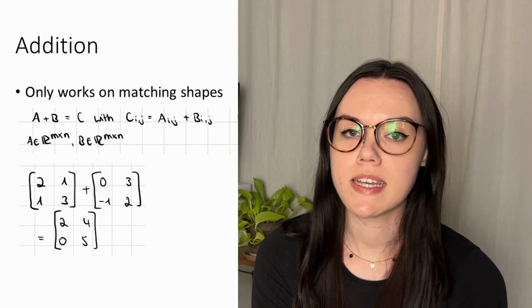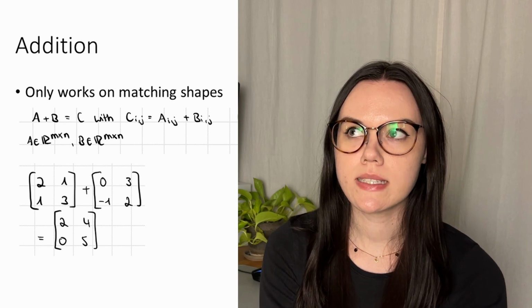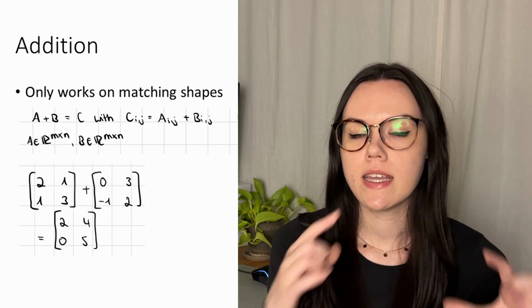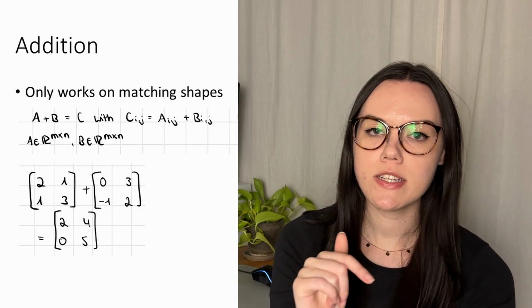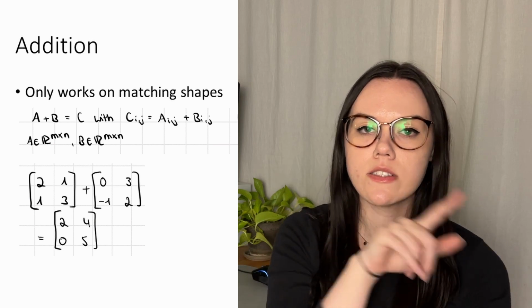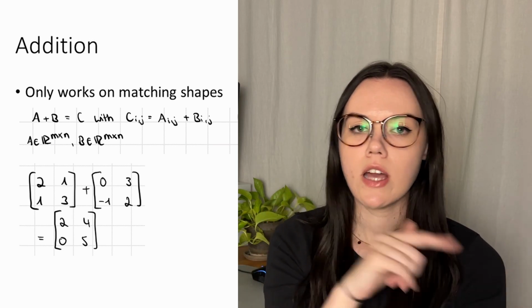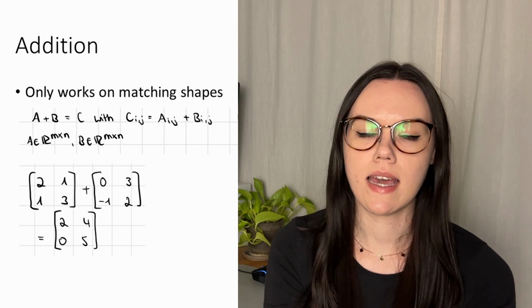The next key operation is addition. Addition of matrices only works in theory if they have the same shape. So if it's a 2 by 2 and a 2 by 2, you can add them up entry-wise. So you take the top left of each and add those numbers together, and then you take the lower left and add those two together, and so on.